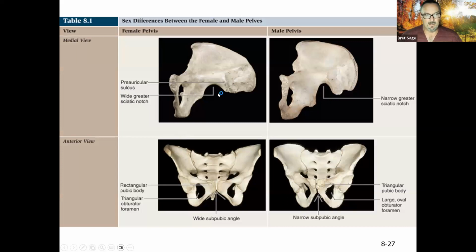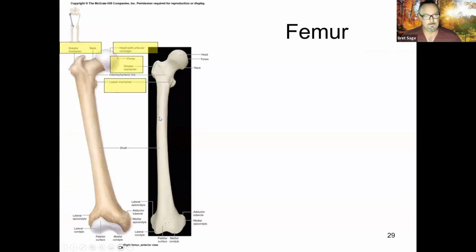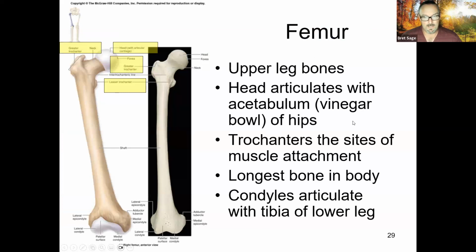So you can see the female pelvis is more broadly arched here in the sciatic notch, more narrowly in men. So these are the main differences between male and female pelvises. Okay, femur. These are the upper leg bones. The head articulates with the acetabulum, which is part of your os coxa. These little bumps are muscle attachment sites.